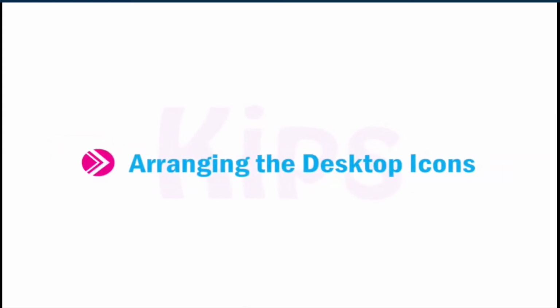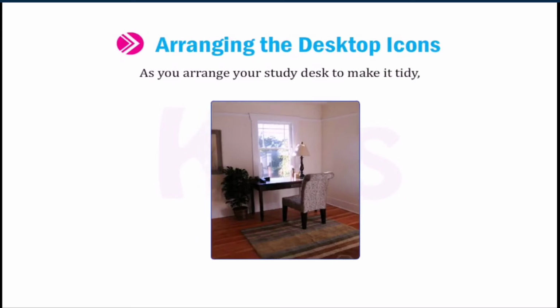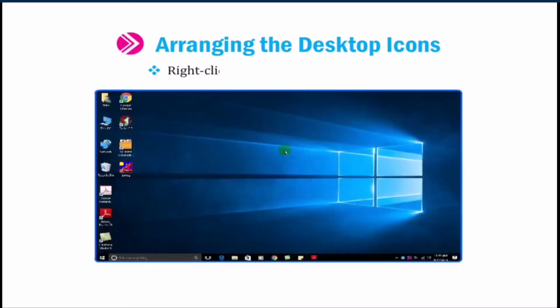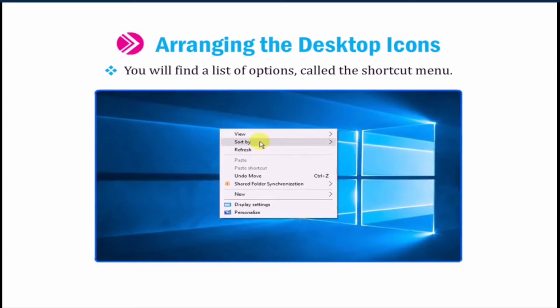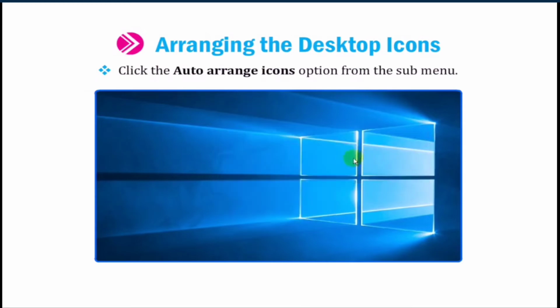Now let us understand how to arrange the desktop icons. As you arrange your study desk to make it tidy, similarly, you can arrange the icons on the desktop to give it a better look. Right-click on the blank area of the desktop. You will find a list of options called the shortcut menu. Select the View option. Click on the Auto Arrange Icons option from the sub-menu.